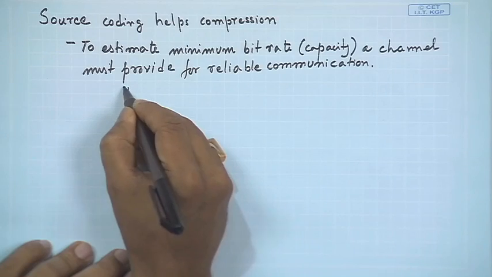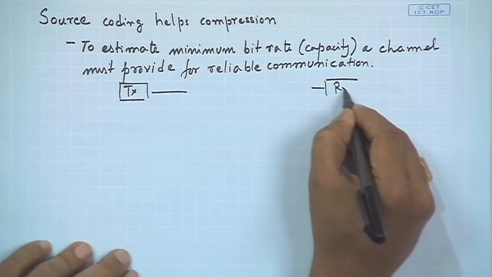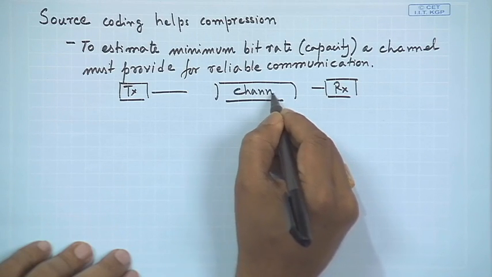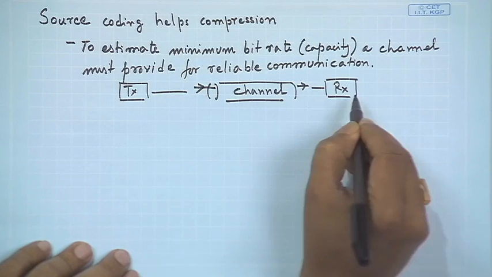So, suppose we have estimated that on an average we require 1.5 bits per source symbol, and the source generates, let us say, 1000 symbols per second. That means the rate at which bits come out from the source is 1.5 kilobits per second. To have reliable communication between the source and the destination, you would require the link between the transmitter, that is the source, and the receiver, that is the destination. So, there lies the channel between them, and it should be able to carry that data rate.